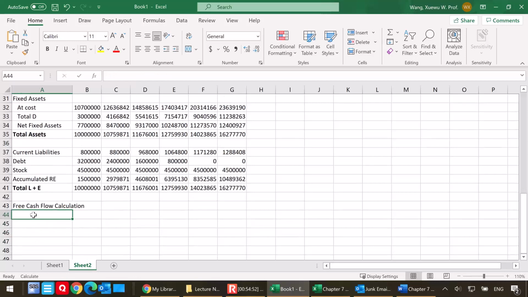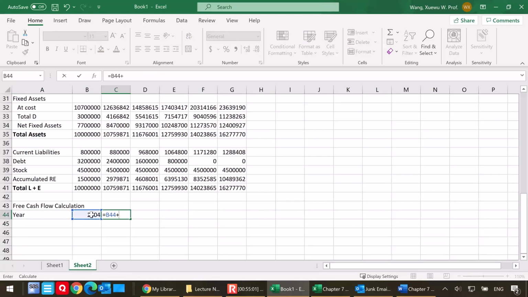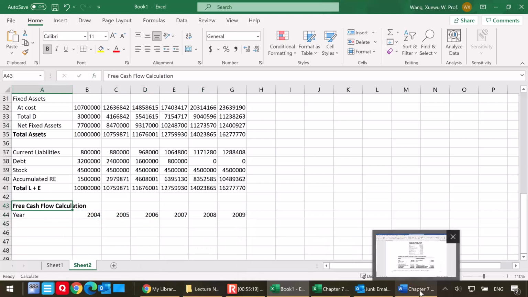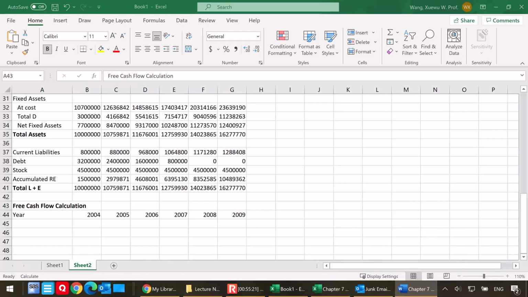Okay, so I'm going to build a year here as well. This is 2004. All right, and I'm going to copy this across. Okay, I just want to bring this back, so that it's easier for you to keep track. Okay, and I want to get all the components for the free cash flows. All right, so you can go back to the equity valuation chapter and look up the definition, but you don't have to, because in the lecture note we have it, right?